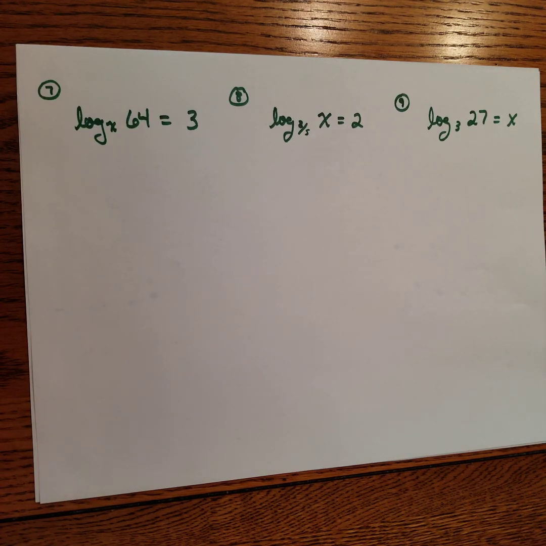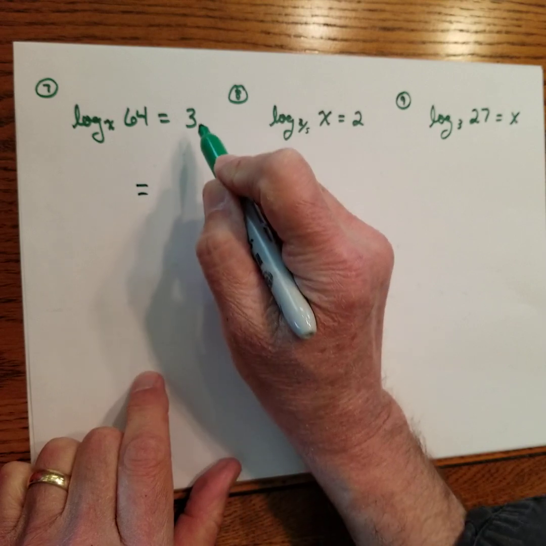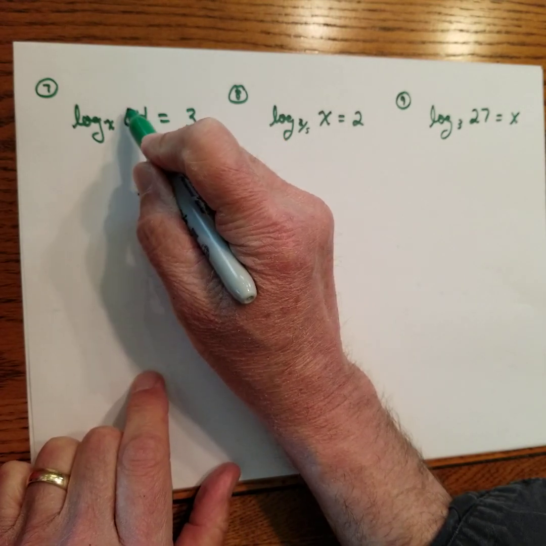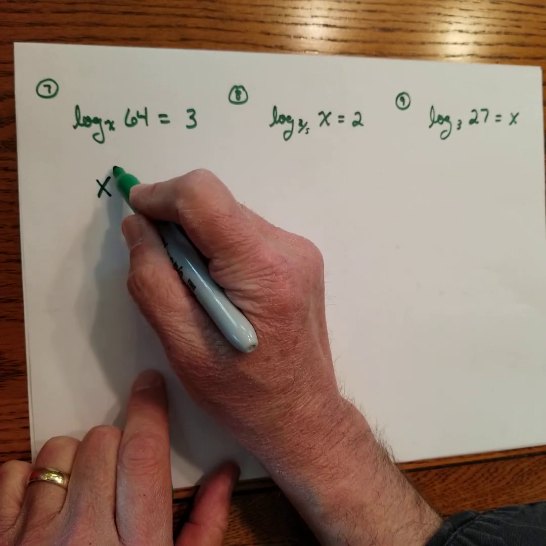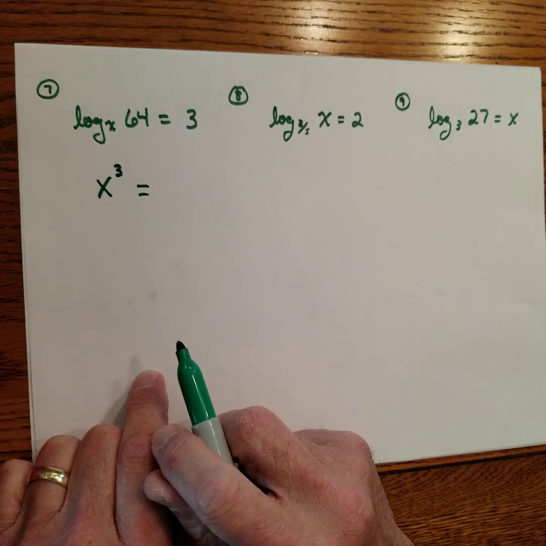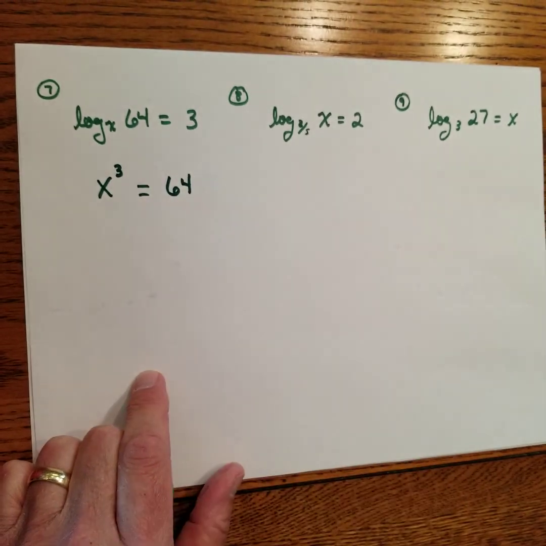I encourage you to pause the video and try these 3 on your own. All right, now let's try them together. If I rewrite this one in exponential form, 3 is the exponent that changes x into 64. 3 is the exponent that goes on the x, changes it into 64.